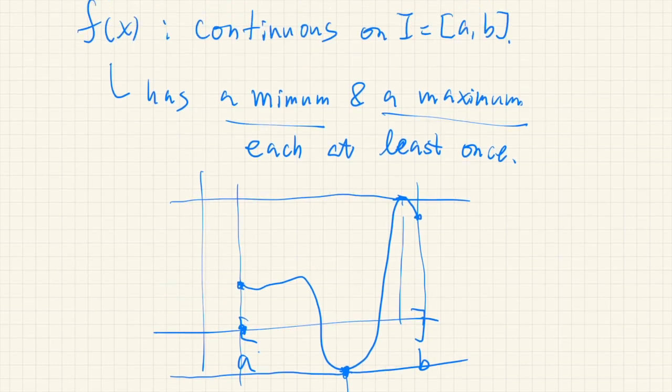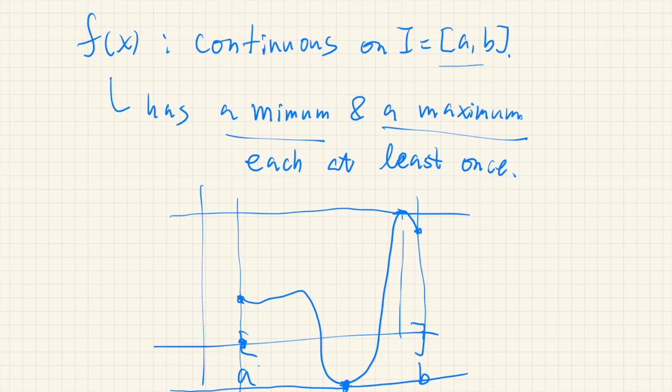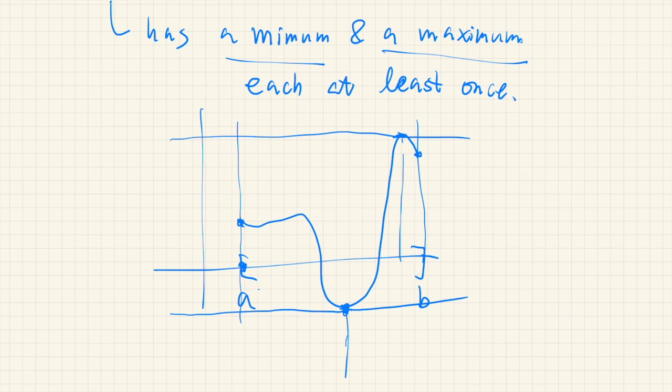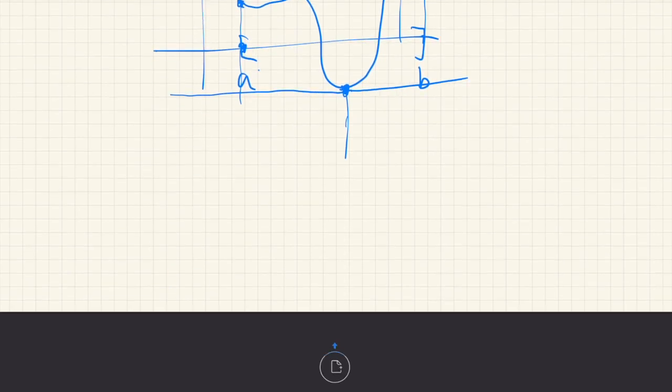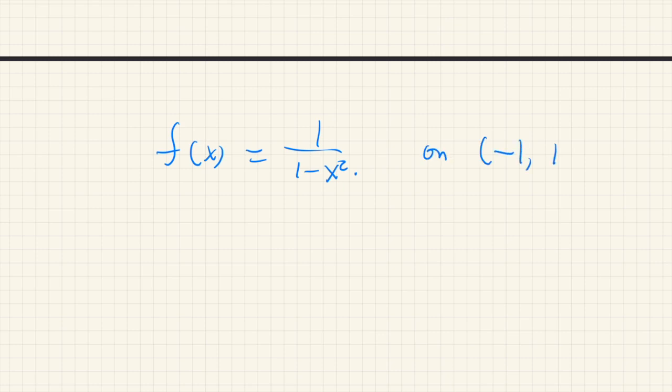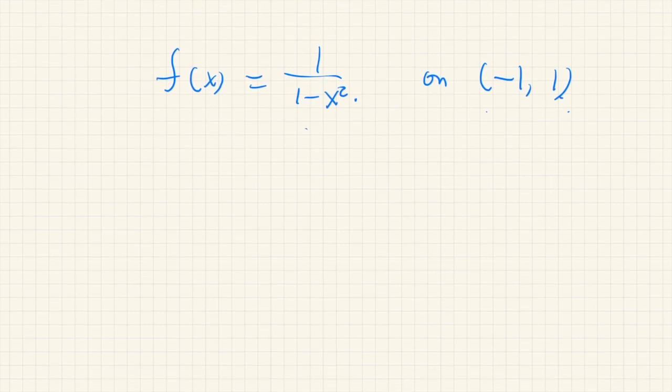It cannot be an open interval, because in an open interval, if it diverges at the endpoints, then there is no maximum, for example, or minimum. And continuity plays an important role here. To see that, consider this example. f of x is, let's say, 1 over 1 minus x squared, and this is defined on an open interval. It's not closed. So what does the graph of this function look like?